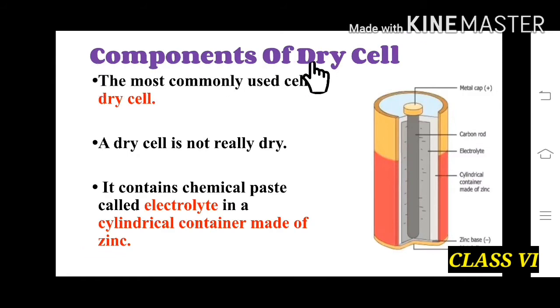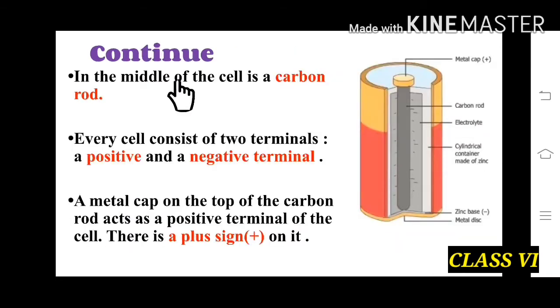Components of a dry cell. The most commonly used cell is the dry cell. It is named dry cell, but it is actually not dry. In this picture we can see that it contains a chemical paste called electrolyte and it is a cylindrical container made of zinc. In the middle of the cell is a carbon rod. So children, you can see in this picture that in the middle there is a carbon rod.